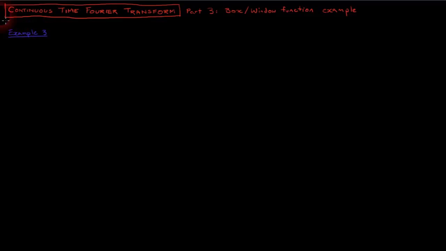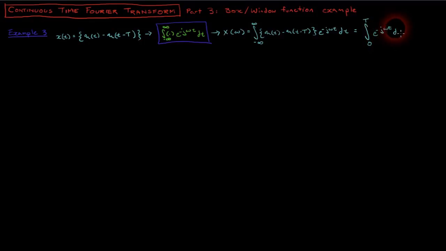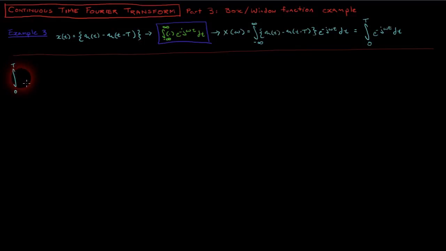For our last example, consider the input to the CTFT to be mu of t minus capital T. This is often referred to as a box or window function. Refer to the previous unit step video if you are unfamiliar with functions of this kind. When a box function is plugged into the CTFT, it changes the limits of integration from negative infinity to 0 to capital T. Use the fundamental theorem of calculus to evaluate the integral.